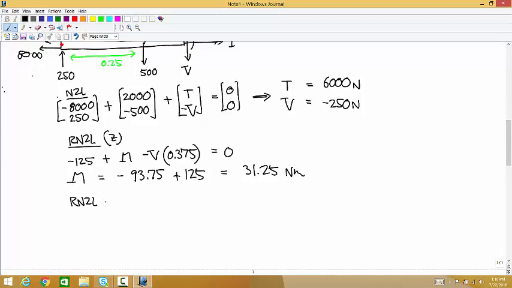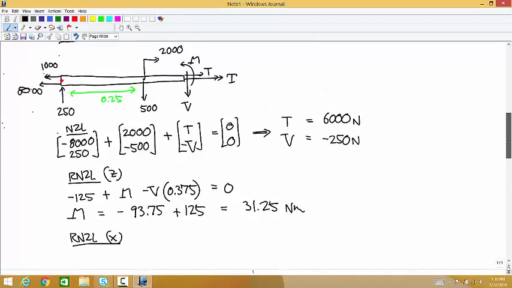And then the rotational equation about the x-axis, we have negative 1,000 plus t is equal to 0. So the internal torque is equal to positive 1,000 Newton meters.